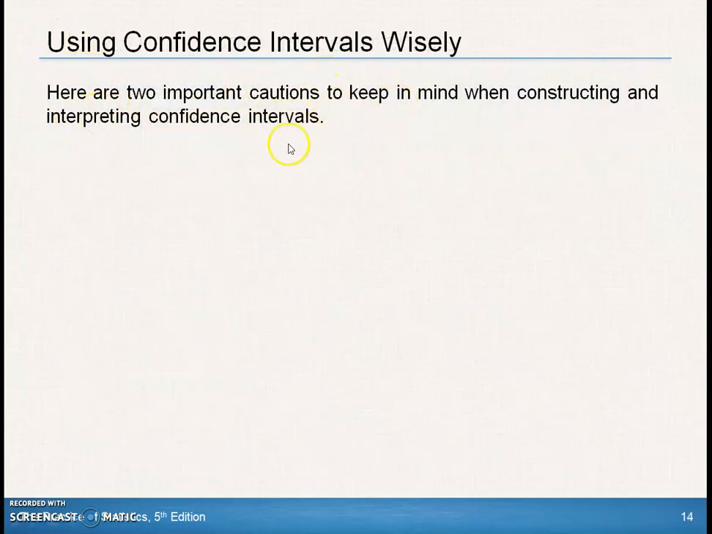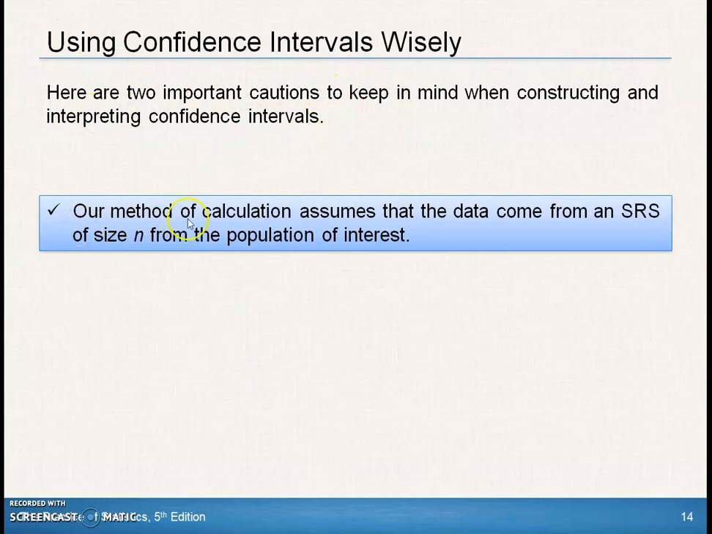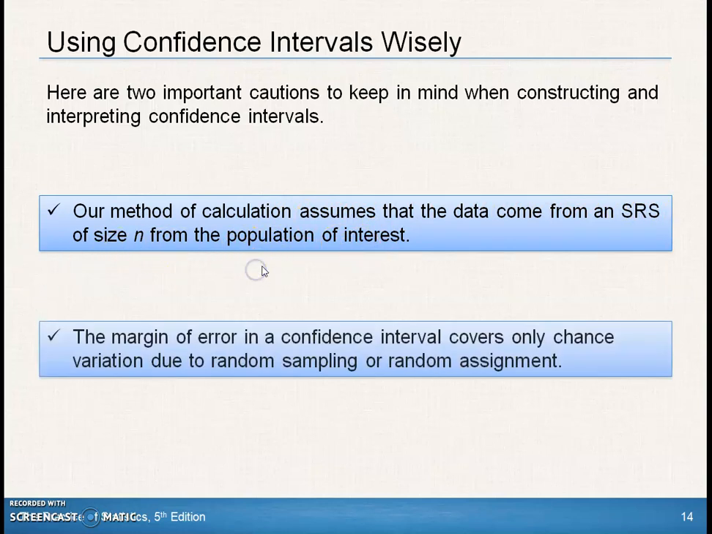Two important cautions. Our method assumes the data comes from a simple random sample of size n from a population of interest. The margin of error in a confidence interval covers only chance variation due to random sampling and random assignment.